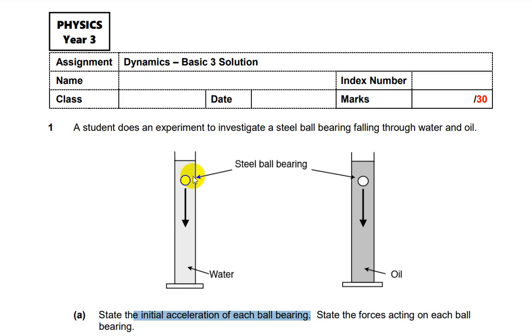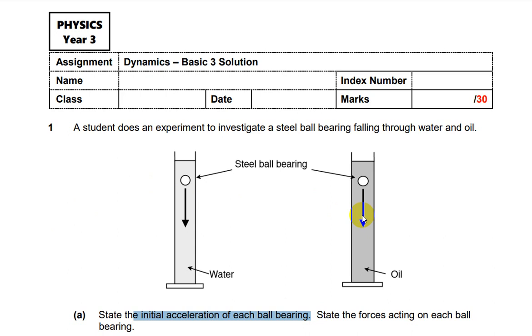If I were to draw a free body diagram of this ball bearing by itself, the only force is weight, and that is my net force. I substitute net force equal mg, ma, and that will give me mg equal ma, which means my a is 10. That's the acceleration of each ball bearing. Whereas in water or oil, it doesn't matter because initially there's no air resistance, oil resistance, or water resistance.